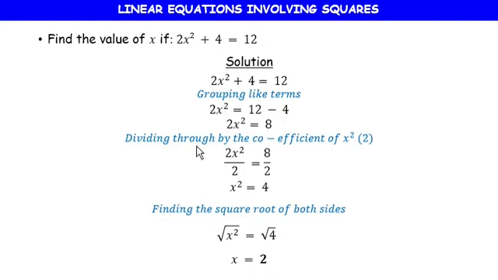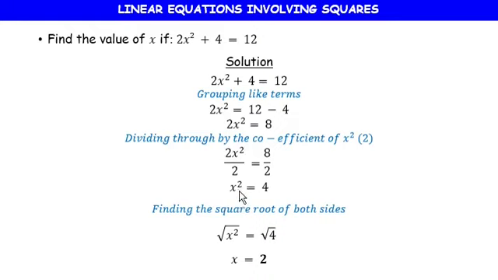Since we want to find the value of x and we are having a coefficient here, we are supposed to divide through by the coefficient. So we are dividing 2x squared by 2 and 8 by 2. So these two cancel out, leaving you with x squared is equal to 4, right? But then the question says find the value of x, not x squared. So how do you get x out of x squared?